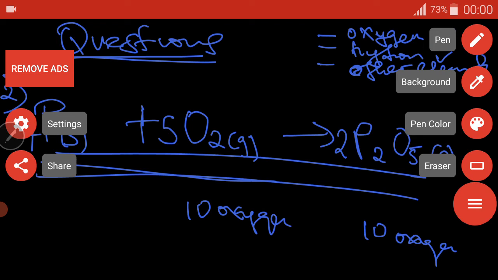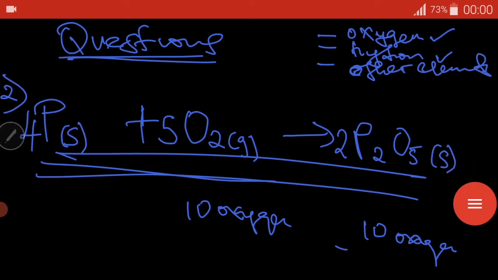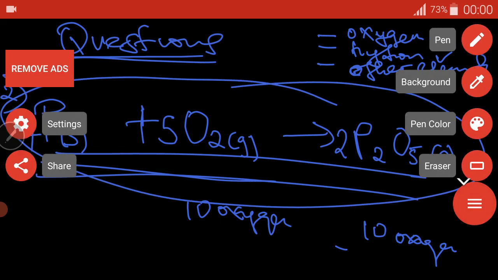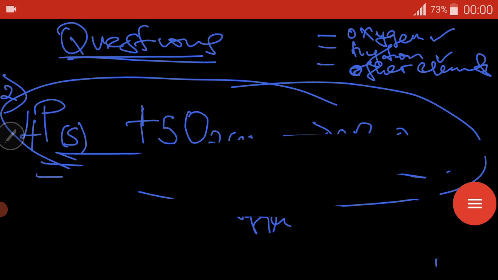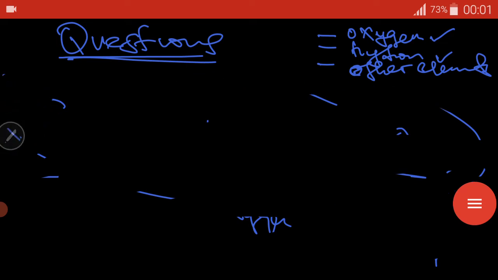Okay, hope that is done. Hope we can see what's happening here and we are okay with the equation. Let's move to another equation. Balance oxygen first, then move to hydrogen, then balance any other element.